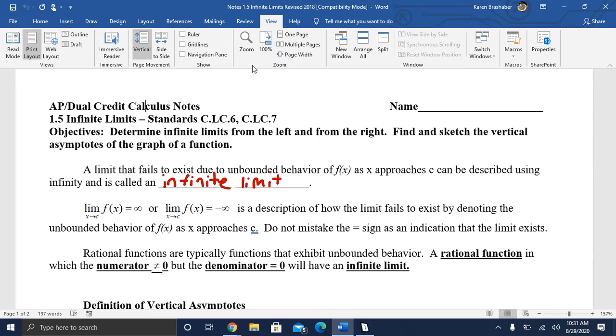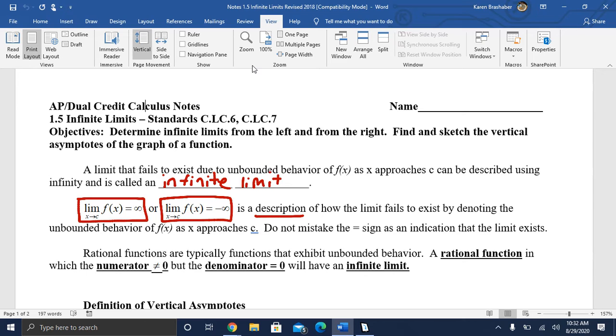And we will use the infinity symbol. So we'll have the limit as x approaches c of f of x equaling either infinity, or the limit as x approaches c of f of x equaling negative infinity, as a description. And I really want you to think of it as that word. It's a description of how the limit fails to exist.